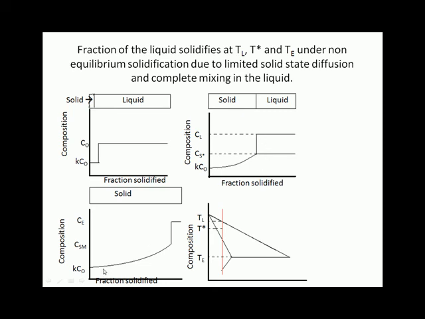At temperature Te, the composition of the solid gradually increases from K C0 to CSM. CSM refers to the maximum solubility of the solute in the solid. However, once this point is reached, the remaining liquid solidifies at the eutectic composition Ce. Therefore, we have some amount of eutectic composition forming at the end. Thank you.